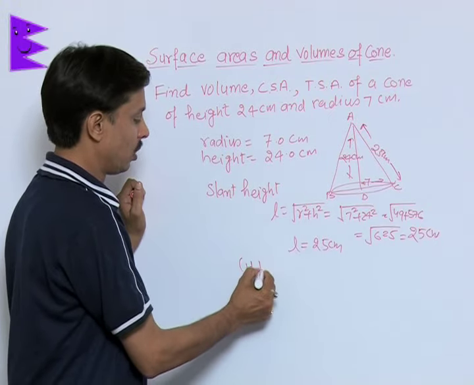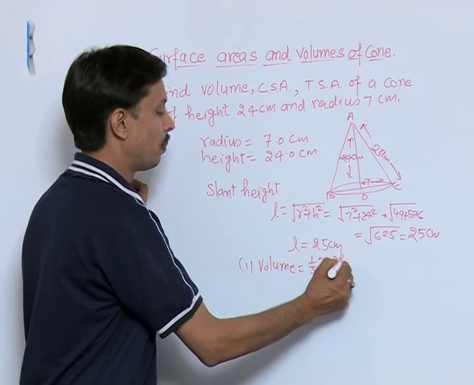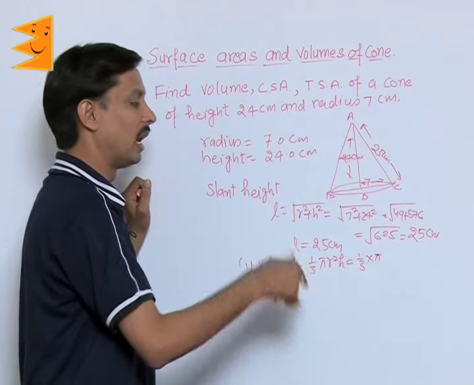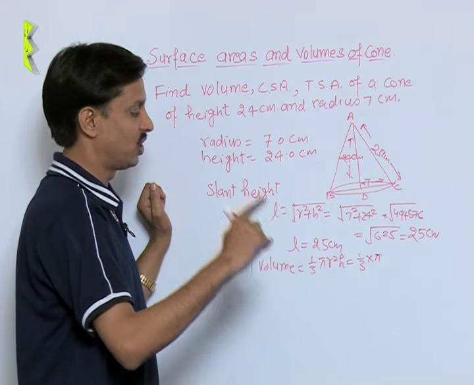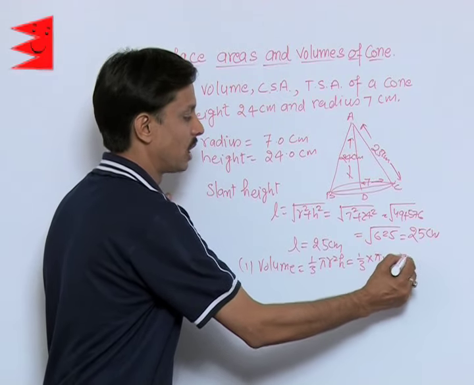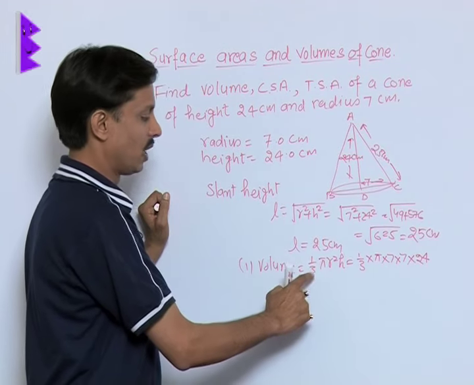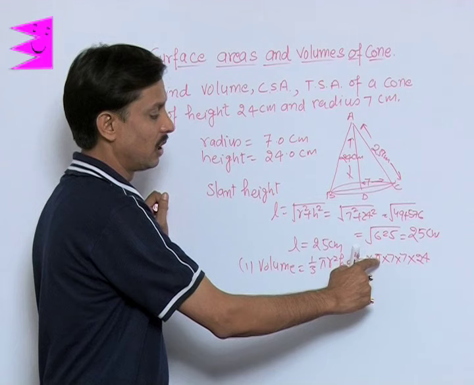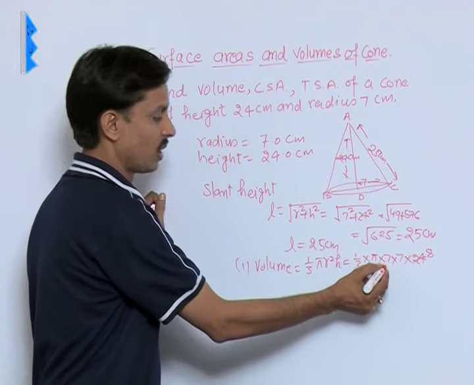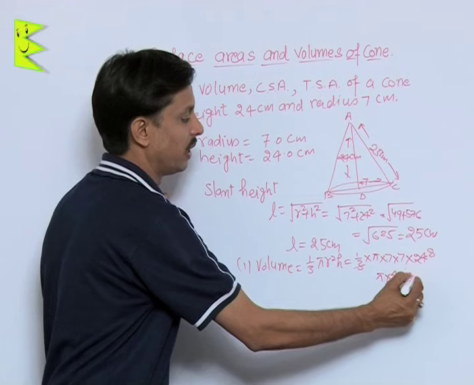Now we want to calculate its volume. The first thing, volume of the cone is given by 1 by 3 pi r square h, that is 1 by 3 into pi. I am calculating the volume, CSA and TSA in terms of pi, into r square, that is 7 into 7, into h, that is 24. That is 1 by 3 pi into 7 into 7 into 24. 3 eights are 24, 7 sevens are 49. This becomes pi into 49 into 8.